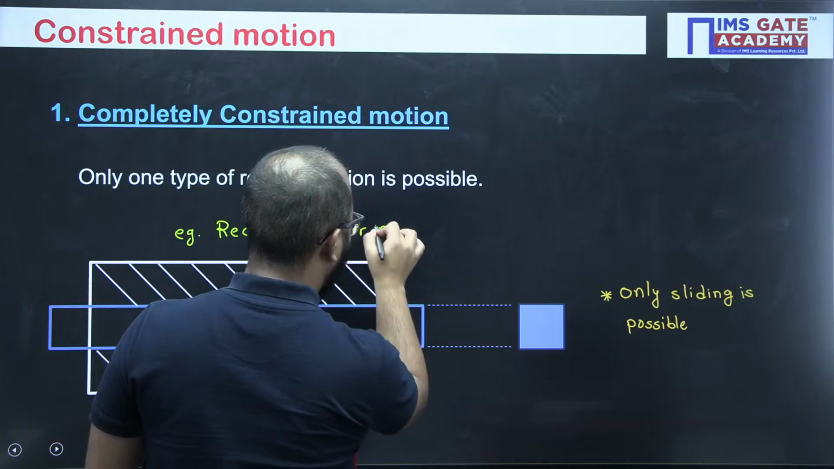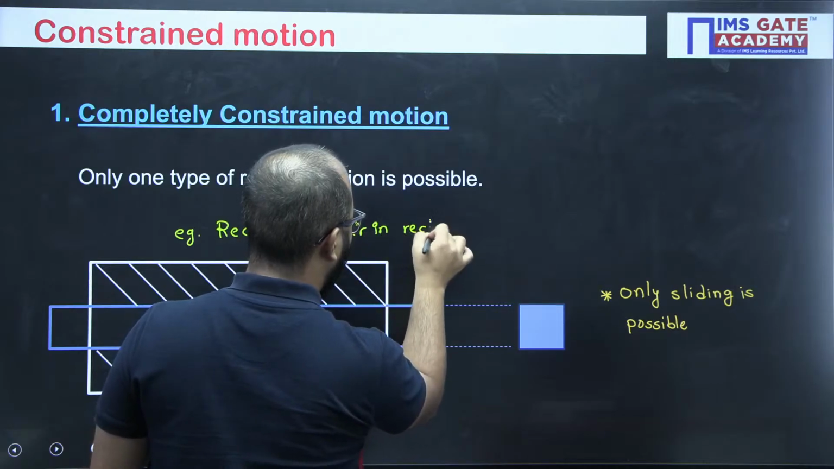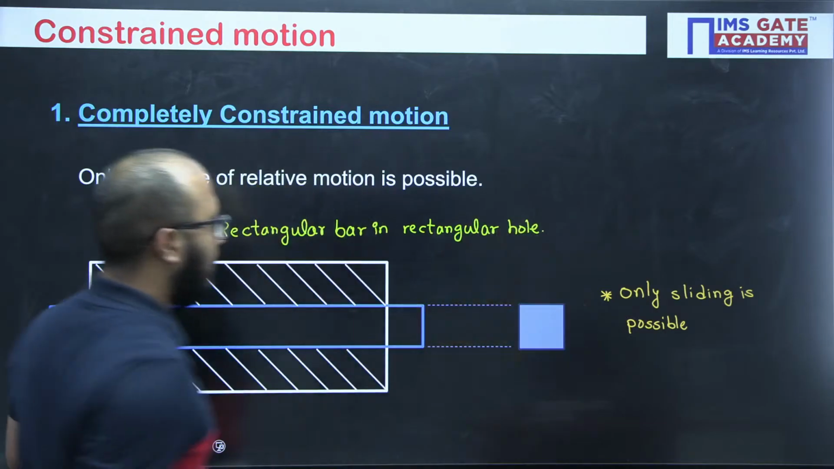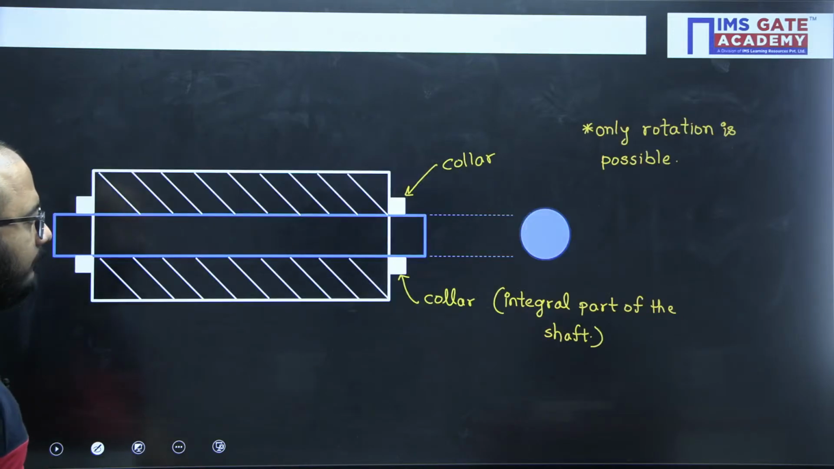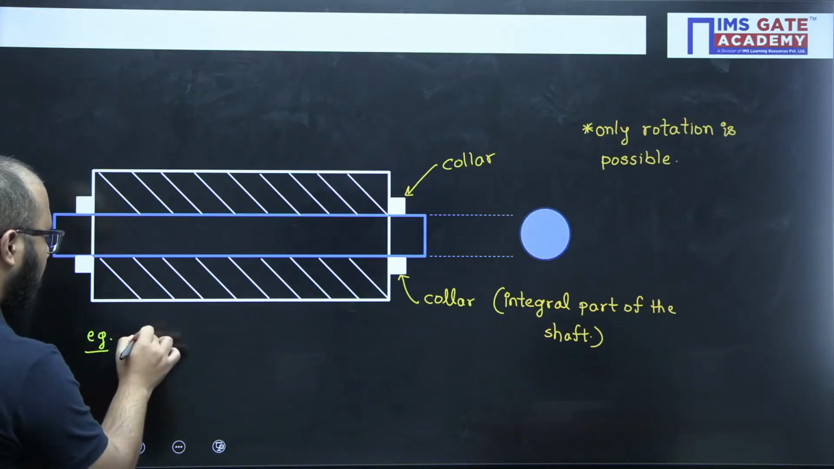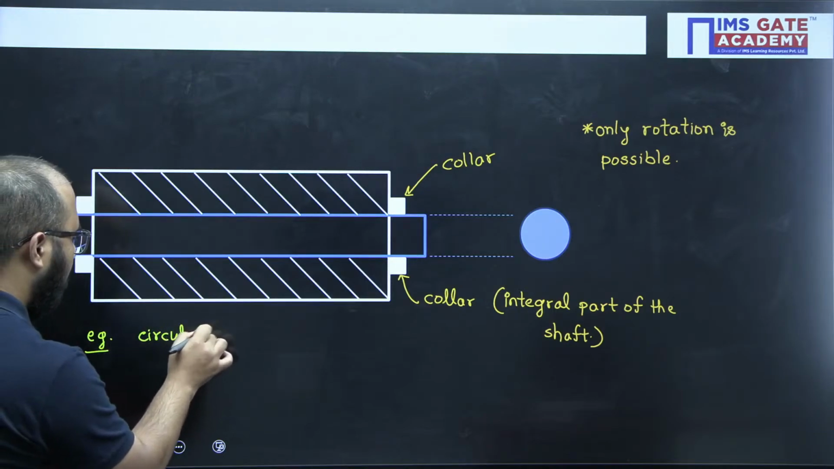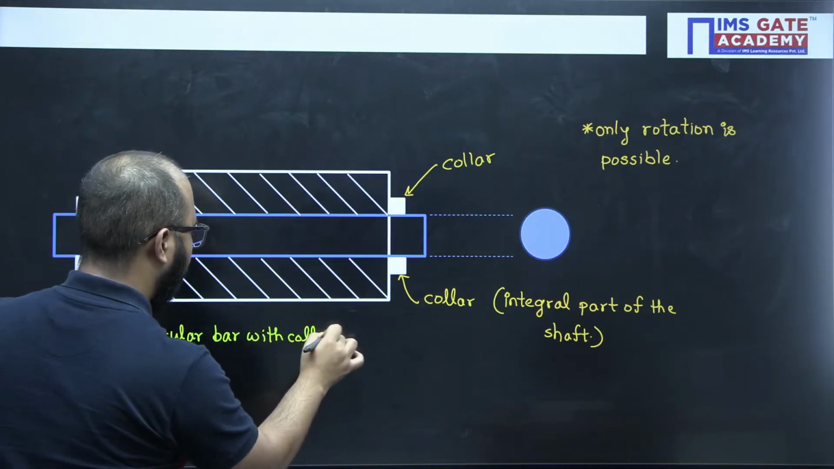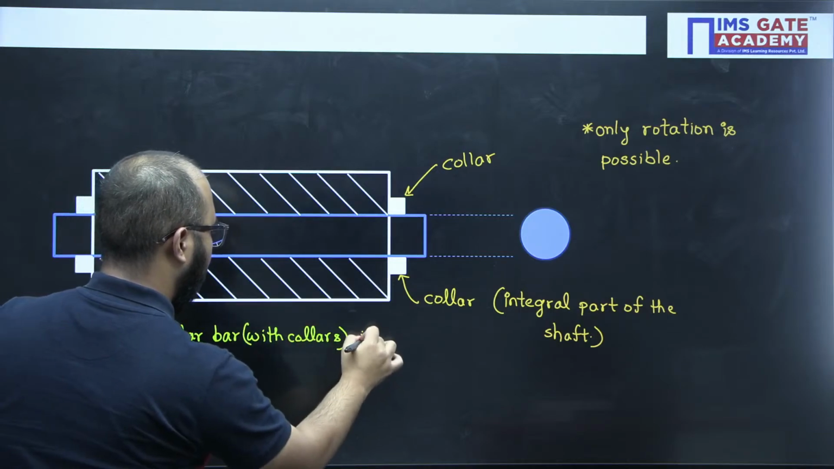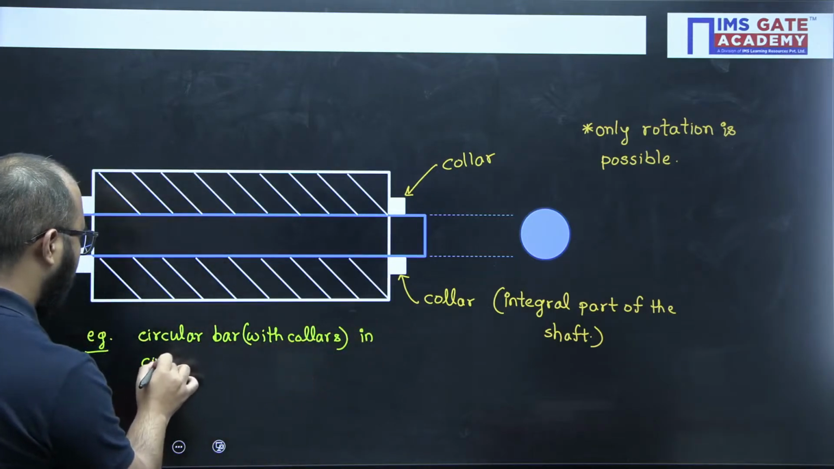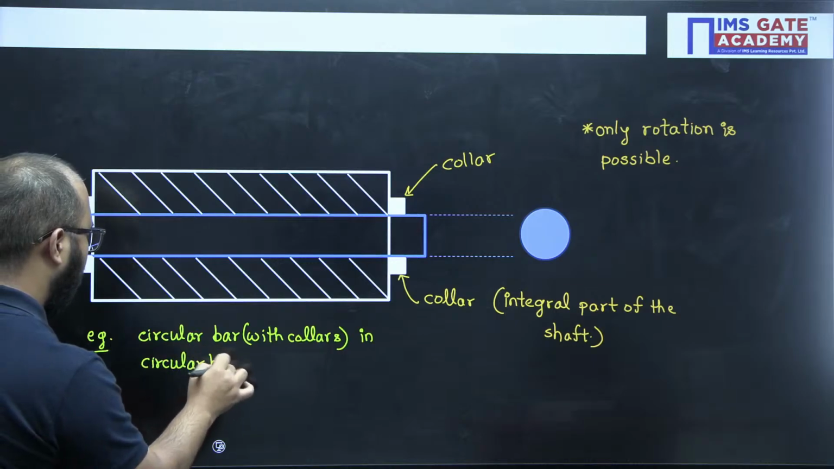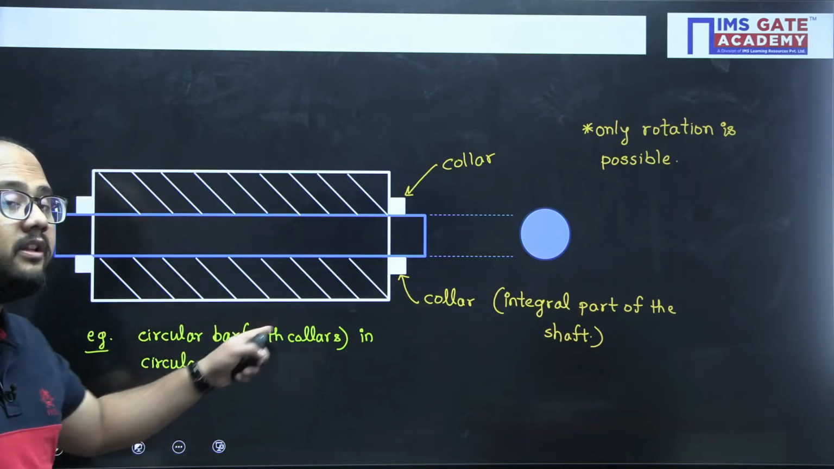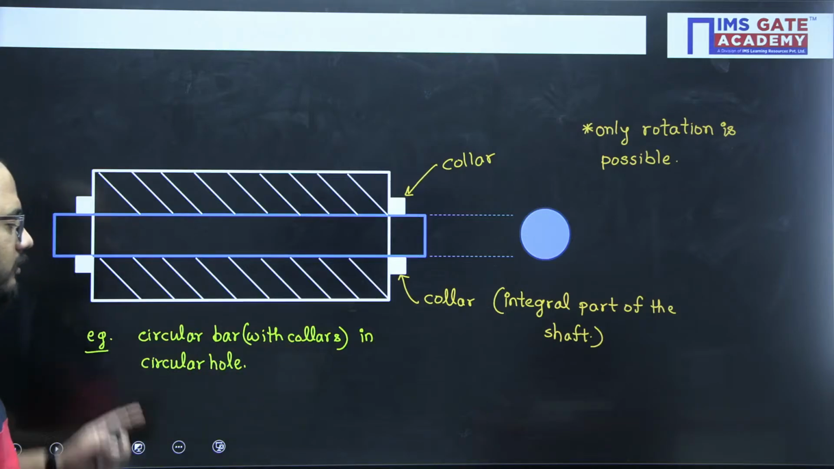Rectangular bar in a rectangular hole. Clear? In another example, circular bar with collars in a circular hole. Is that clear? Circular bar with collars, a very important point, with collars in a circular hole.